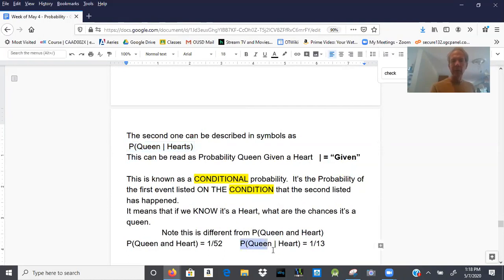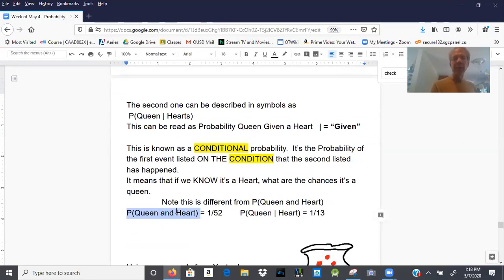So the probability of a queen given a heart is 1 out of 13, whereas the probability of queen and a heart is asking a different question. It's saying, I'm using the whole deck. What's the probability of getting both? Whereas this is saying, I'm already telling you it's a heart. Either I've separated the hearts out, or I'm just telling you, I'm looking at the card right now. It's a heart. What are the chances of the queen?